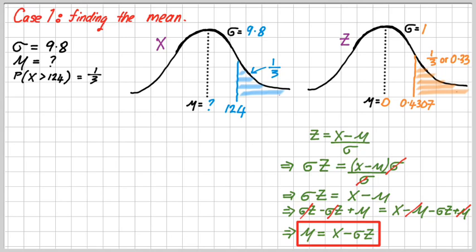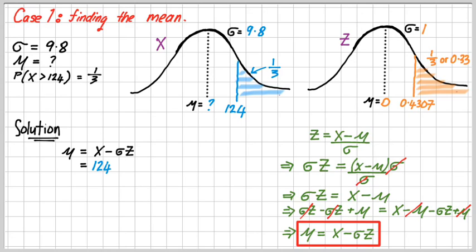0.4307. At this point, if you don't know what the inverse normal is or how that works, then I suggest you go back to the previous video about using inverse normal, or using normal distribution backwards to find the value. Anyway, let's carry on. So the solution is here. There's my formula that I just found.